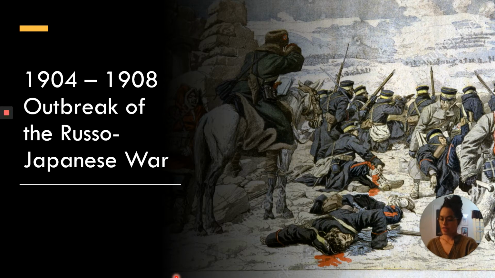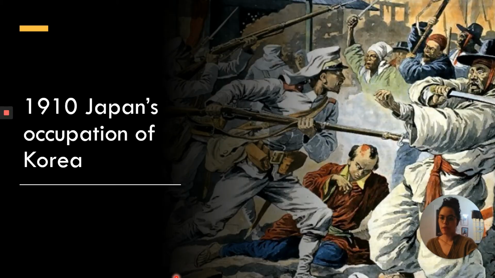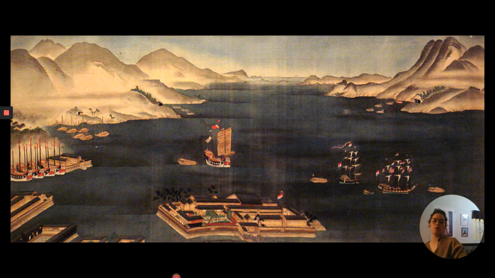And then we have the outbreak of the Russo-Japanese War, which is the war between Russia and Japan. And then the last in this timeline is in 1910, Japan's occupation of Korea. So, I mean, Korea was very happy to be free from China, I guess, but then it got occupied by Japan. So let's start with the Tokugawa shogunate.